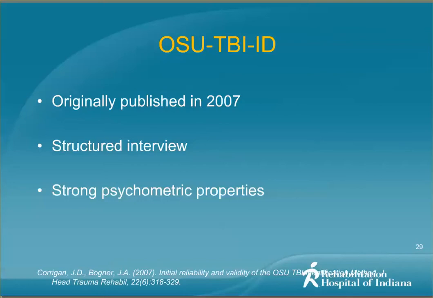So the OSU-TBI-ID was published in 2007 by John Corrigan. It was designed as a structured interview for health and social service professionals, and it's used to assess TBI over the client and patient's lifetime. The measure is particularly nice because it shows strong psychometric properties, but it only takes a few minutes to administer.